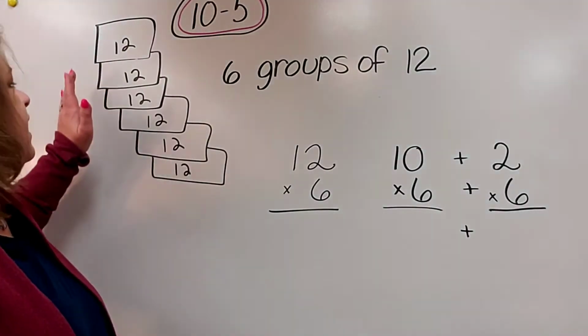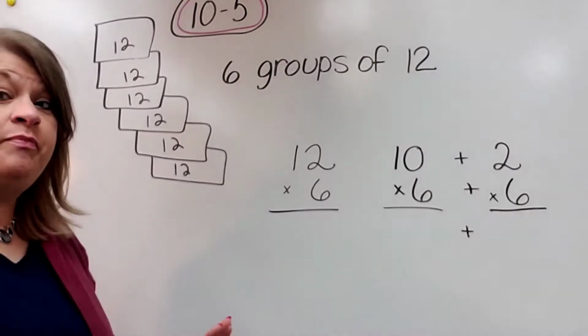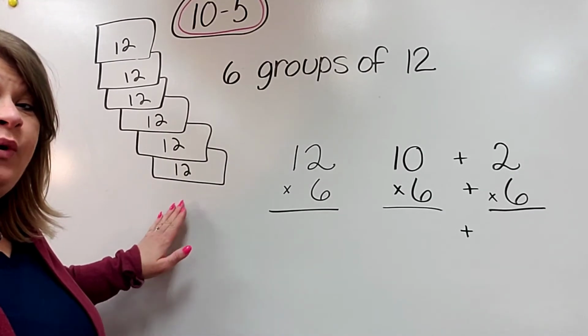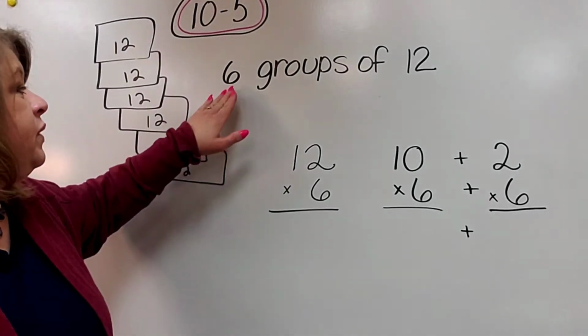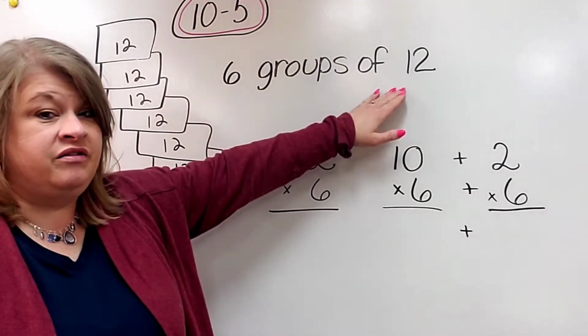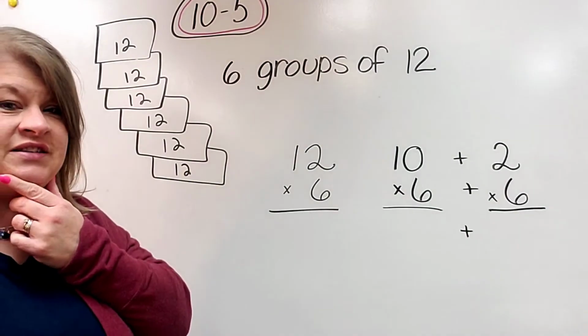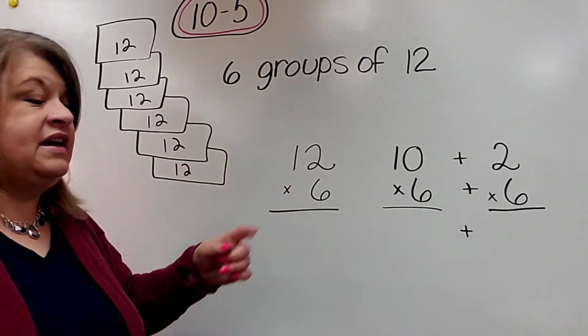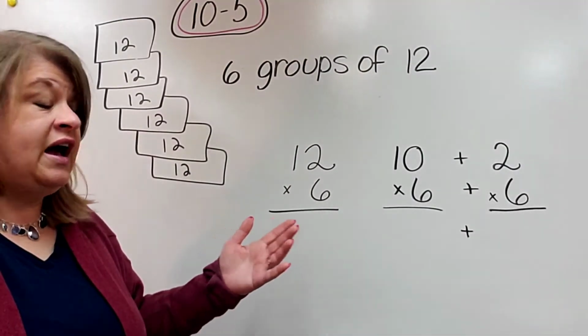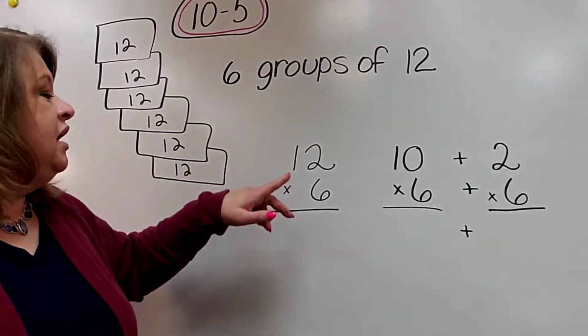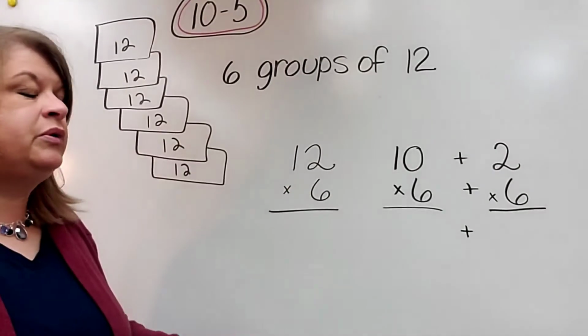All right, let's say that I want to buy packages of postcards. Here I have 6 packs of 12 postcards. Do you see that? So we have 6 groups of 12. 6 groups of 12, of course, means 6 times 12, doesn't it? So I can write it like this. Now, of course, we know this one already. We've got it memorized, right? If I were to do it, let's see how we work this out.